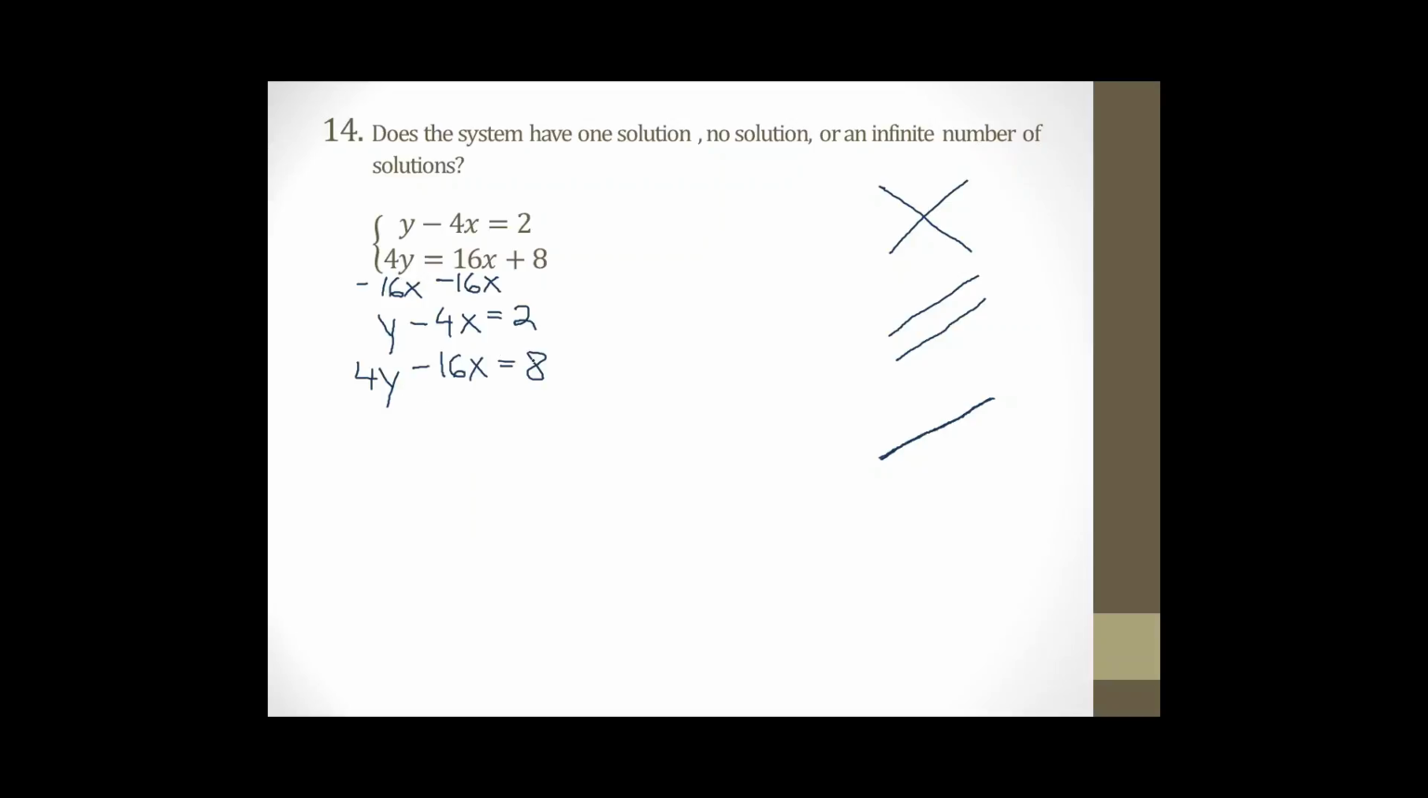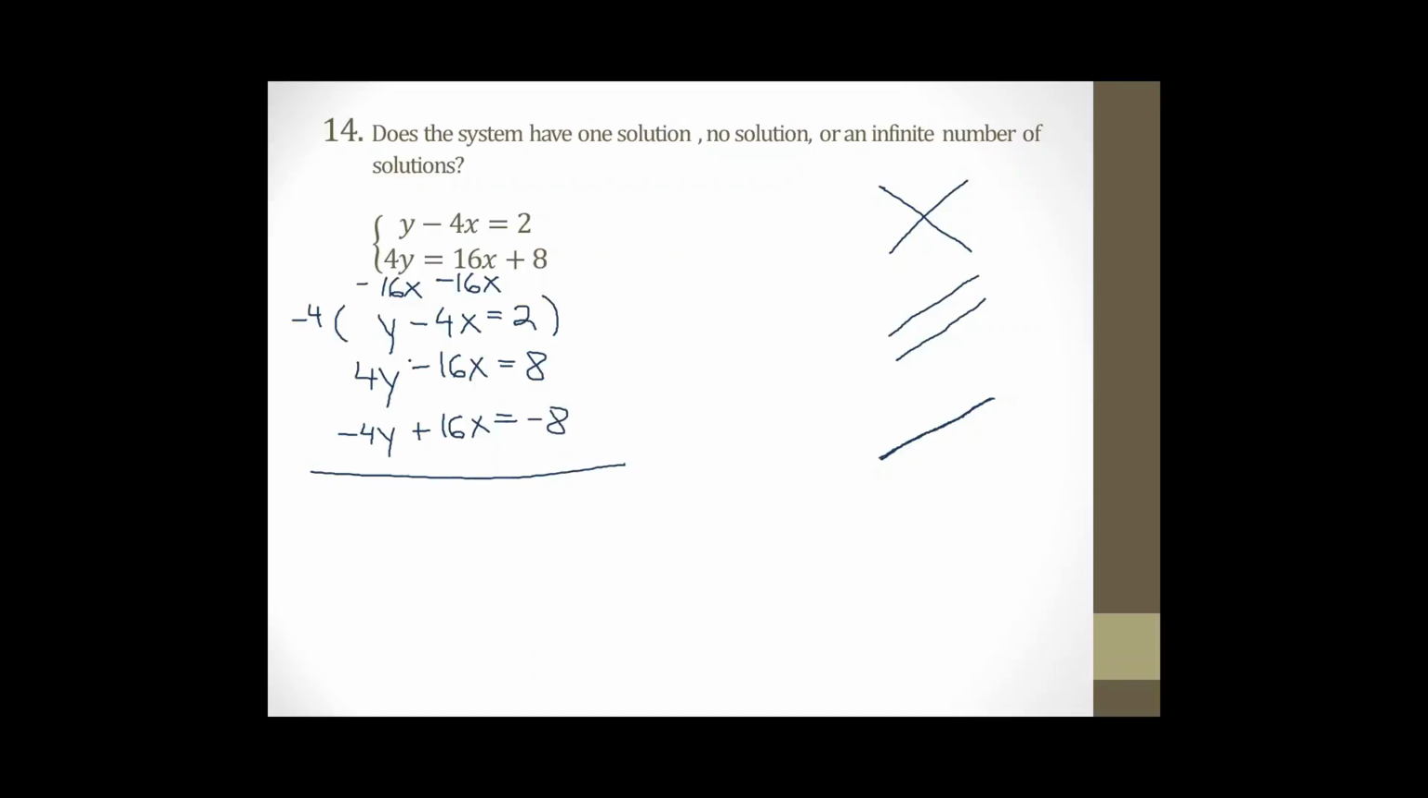Now I can use the elimination method, or also called addition method, to be able to cancel out one of the variables. I am going to multiply this first equation by negative 4. That will give me negative 4y, which would cancel out with the positive 4y. So just distributing the 4 to everything inside, I get negative 4y plus 16x, which is equal to negative 8. So now I can just add down these two equations.